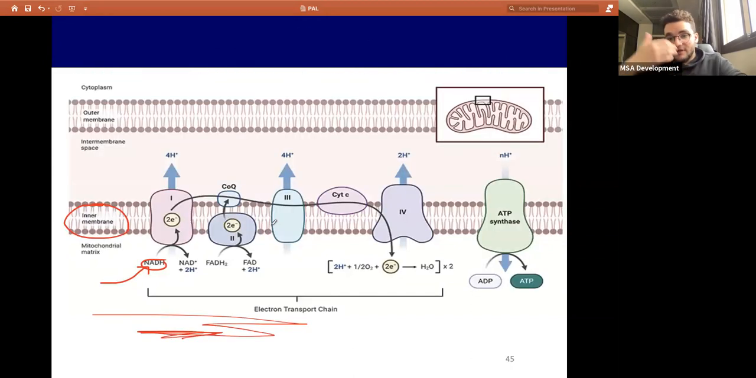Now, if we're talking about FADH2, if you realize, it doesn't go to complex number 1. It goes to complex number 2 instead. So it skips complex number 1 and goes to complex number 2.